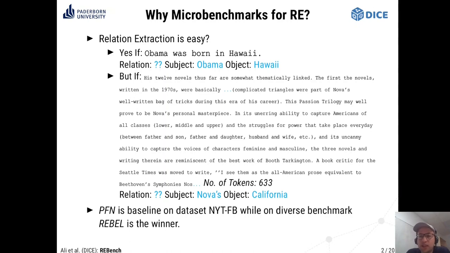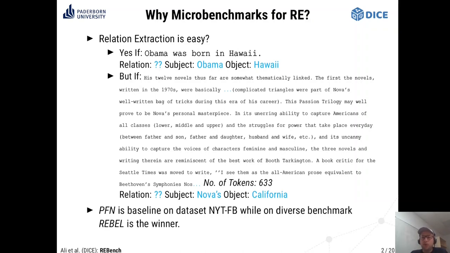It contains around 633 tokens. I have truncated this example to a few sentences because of the screen size. So this example contains more than 10 named entities and also more than 30 punctuations. All those things affect the overall RE scores, and it is very hard to know what kind of relation holds between the subject Novas and the object California. It is hard for a human, and it is also hard for a computer to predict the actual relation between these two named entities.